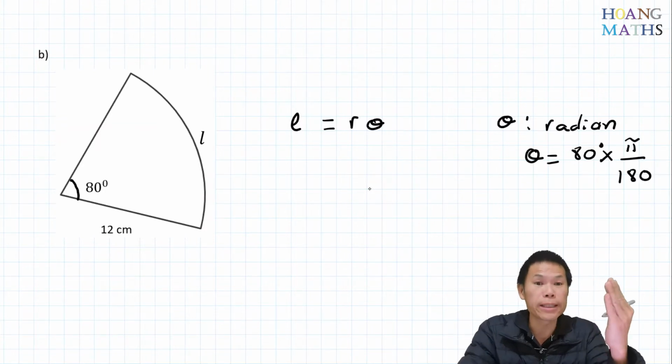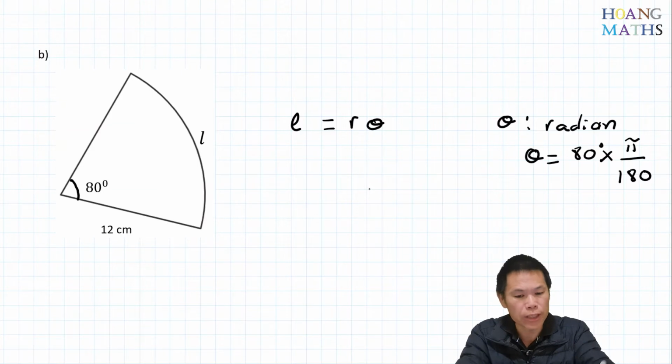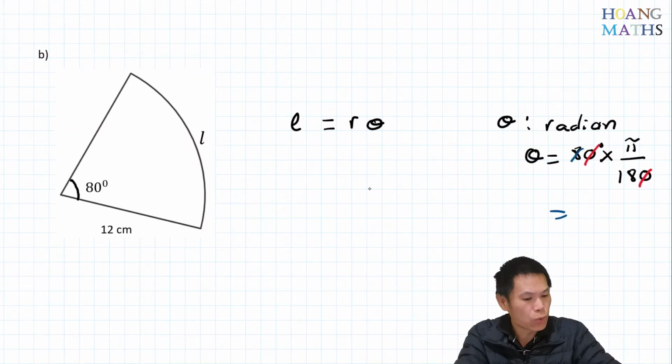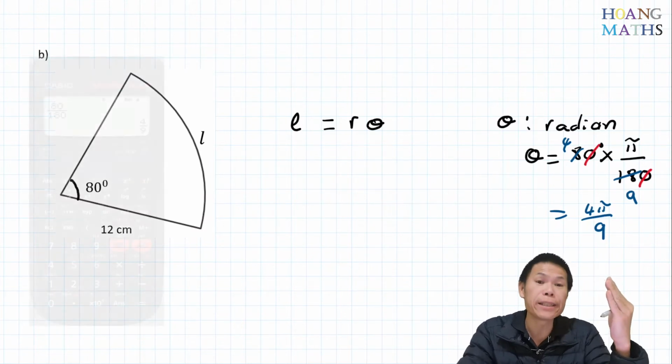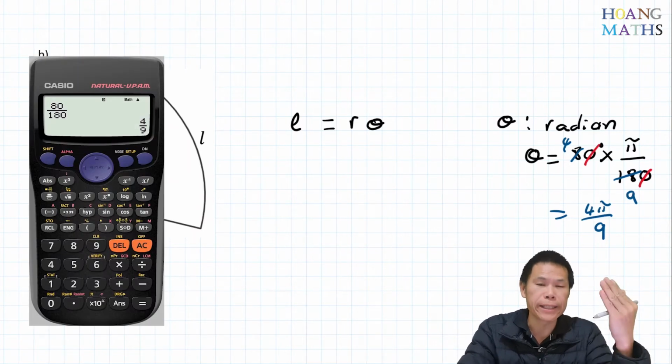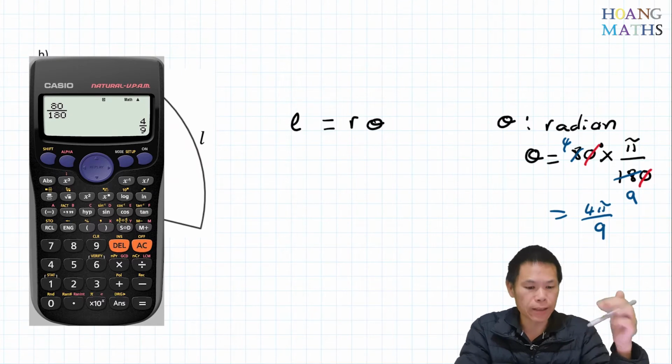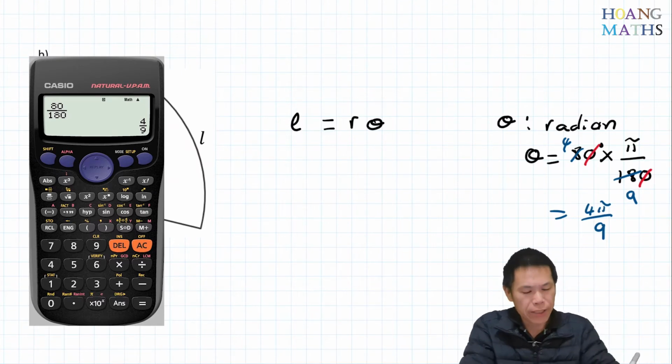Of course, we want exact, so I just simplify it. I get this to cancel out, and I divide both by 2. That gives me 4, and 180 divided by 2 gives me 90 and dividing again, 9. So 4 pi over 9. Of course, you can just use the calculator: you just go 80 divided by 180, and it should give you the exact value, and then you just write pi after that.